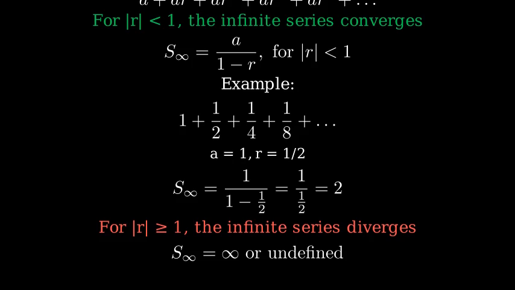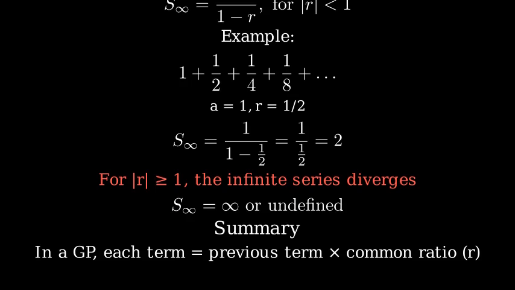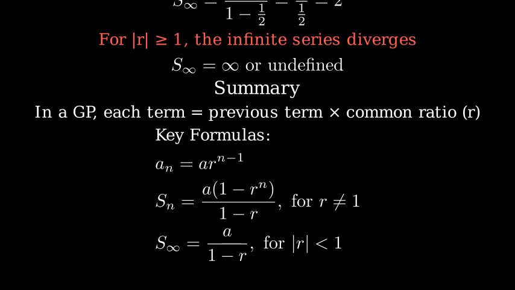Let's summarize what we've learned about geometric progressions. A geometric progression is a sequence where each term is found by multiplying the previous term by a fixed number r. The nth term of a GP is given by a sub n equals a times r raised to the power of n minus 1. The sum of the first n terms is S sub n equals a times (1 minus r raised to n) divided by 1 minus r, for r not equal to 1. For infinite geometric series with the absolute value of r less than 1, the sum is a divided by 1 minus r.